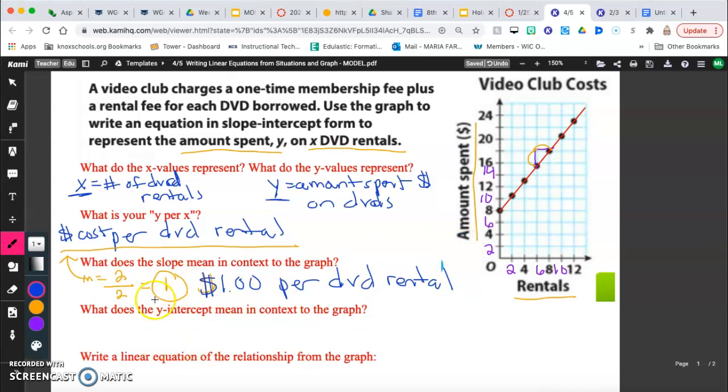Then we have to still find what is that y-intercept. When it comes to one quadrant, and most of the time real world situations are represented in just one quadrant, that is your starting value of the situation. That's what's starting before you start renting any DVDs. That's going to be how much we have to pay out for that one-time membership fee. Because our situation says it's a one-time membership fee plus the rental fee. We found the rental fee right here. We still have to figure out what is that membership fee.